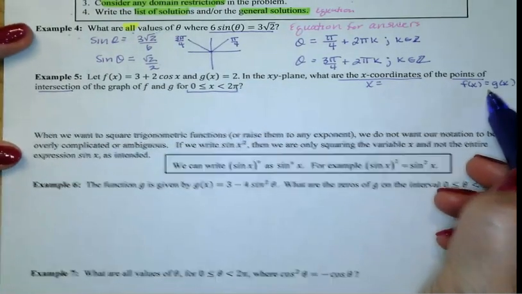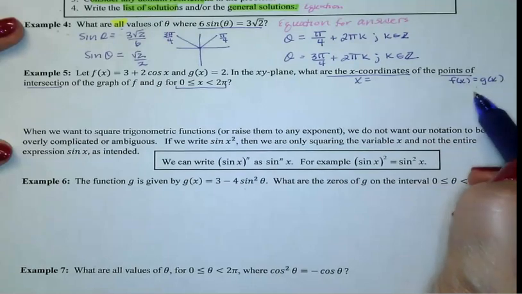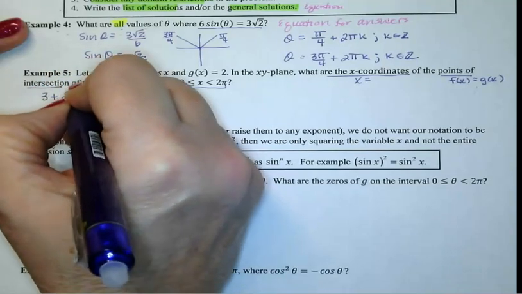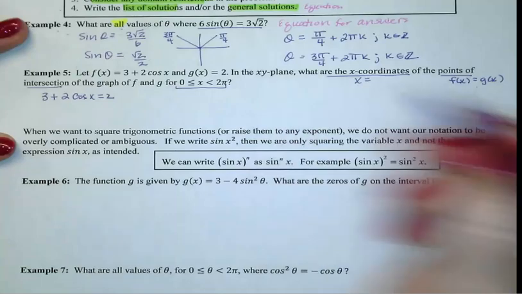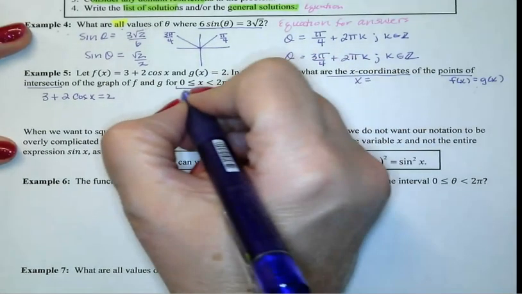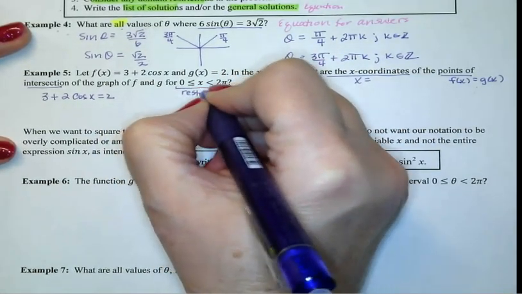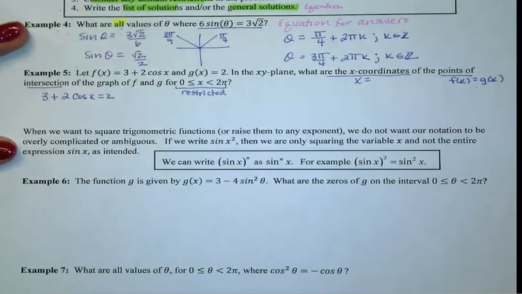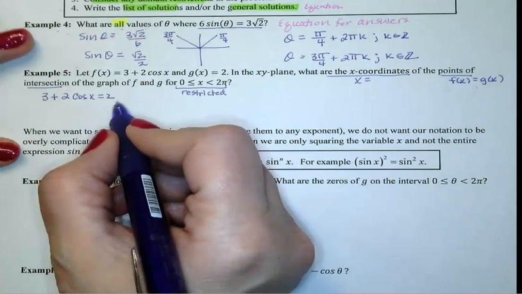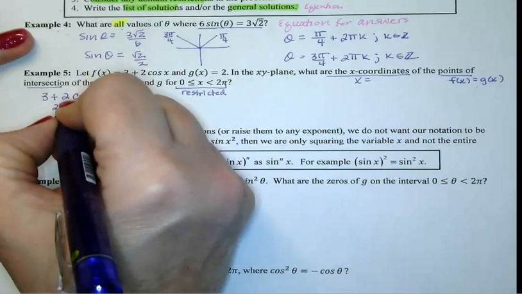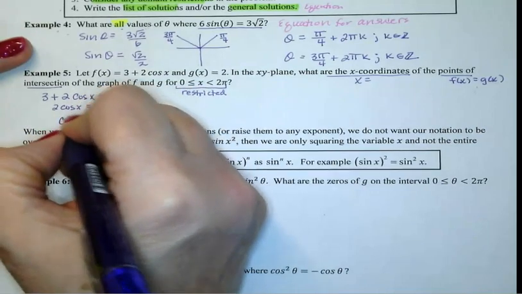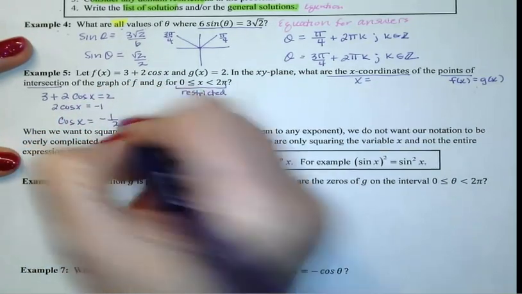Okay, so this is telling me in my first and second read what I need to do. I need to set these equations equal to each other. So I'm going to have 3 plus 2 cosine x equals 2. And the goal, remember, is to get the trig function by itself. And we can see that we have a restricted domain here. Once I set these equal to each other, I'm going to get cosine by itself. So I'm going to subtract 3 from both sides, and now I have 2 cosine x equals -1. Then I'm going to divide both sides by 2, so I have cosine x equals -1/2.